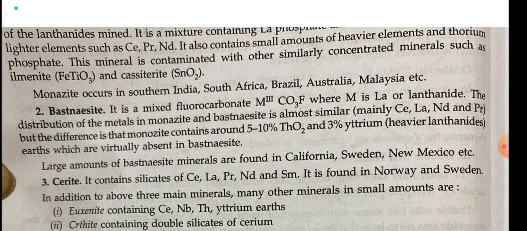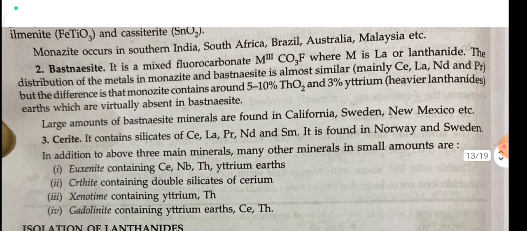Bastnasite. It is a mixed fluorocarbonate, M(CO3)F, where M is a lanthanide. The distribution of the metals in monazite and bastnasite is almost similar, but the difference is that monazite contains about 5 to 10% of thorium oxide and 3% of yttrium and heavier lanthanide earths, which are virtually absent in the bastnasite. Large amounts of bastnasite minerals are found in California, Sweden, and New Mexico.